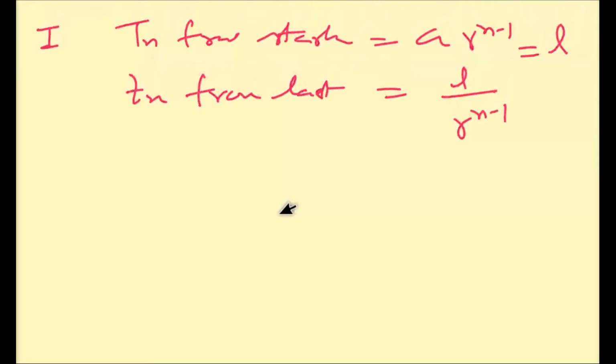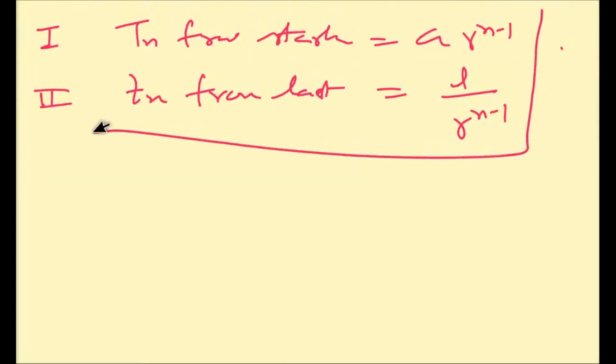Okay student, with these two formulas we have learned the GP: Tn from starting is AR n minus 1, and Tn from last is L upon R n minus 1, where L may be the last term, that is the nth term. These two formulas you have to learn.